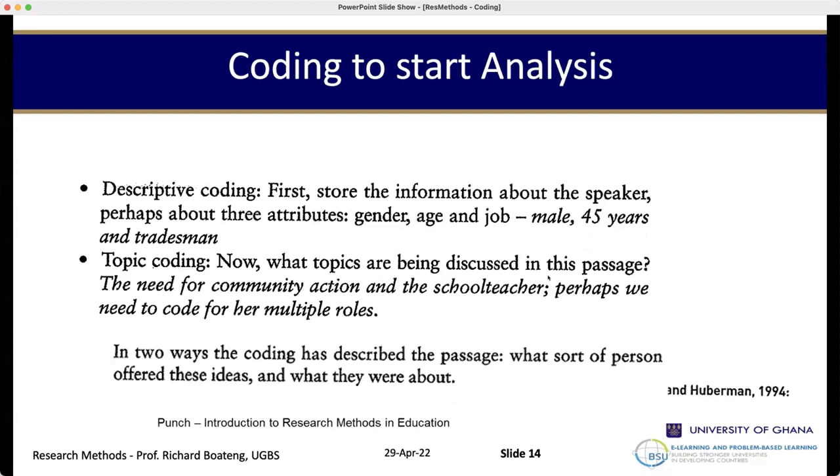So let's see what he's saying. The need for community action and the school teacher. Perhaps we need to code her multiple roles. The school teacher has multiple roles, so we can code all those things. Now, when you finish the code, the question then asks what type of person offered these ideas, and then what were they about? So that's the first one that we have been able to answer.